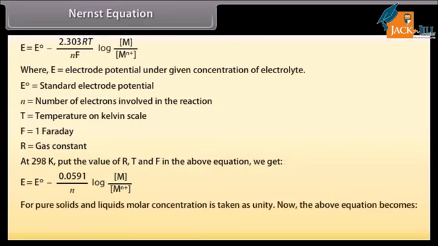For pure solids and liquids, molar concentration is taken as unity. Now, the above equation becomes E is equal to E naught minus 0.0591 upon n log 1 upon M ion.